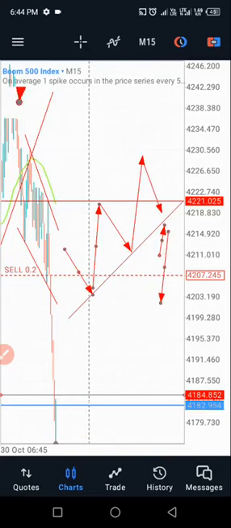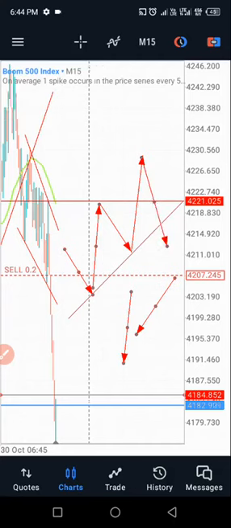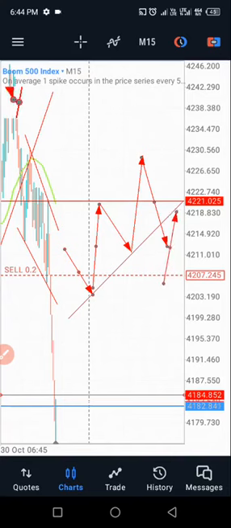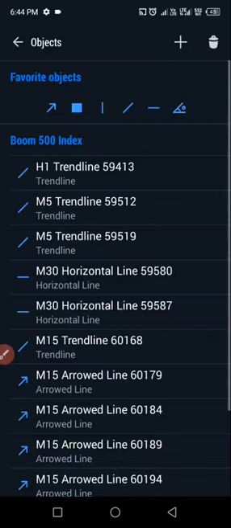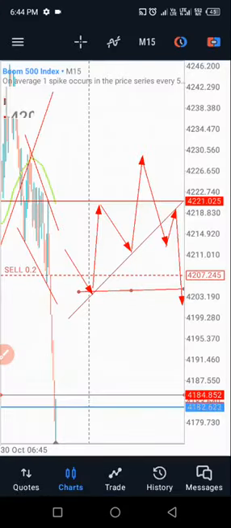So you wait for a breakout here. Let me delete this, and then you wait for a retest, something like this. And then you wait. You can take your entry here, and then your take profit will be somewhere here. So that's exactly what made me take that trade.